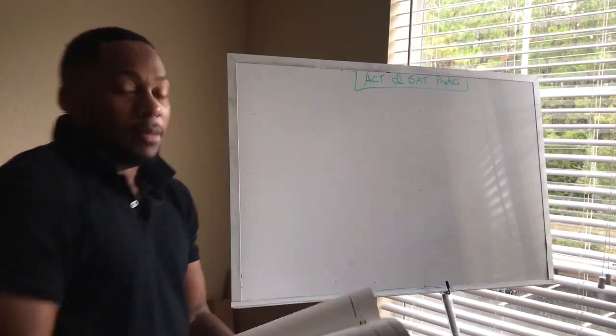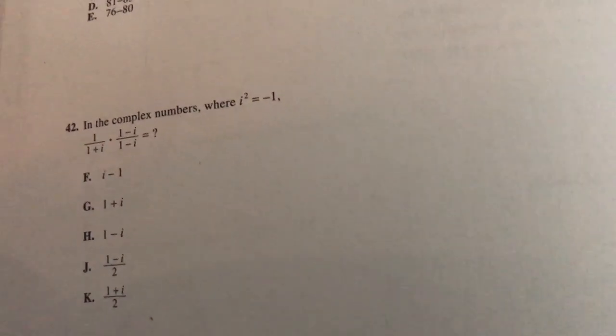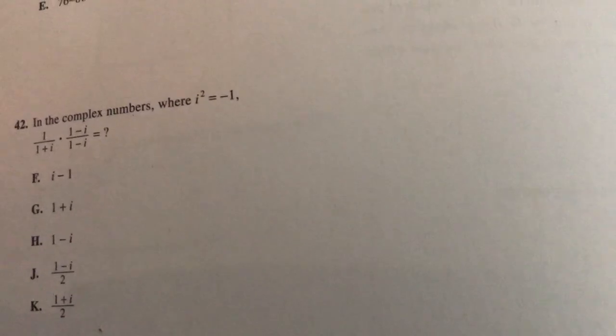Let's solve this right here. Let me show you what they ask us to solve. Alright, so we can see it here. They give us i squared is equal to -1, and 1 over 1 plus i times 1 minus i divided by 1 minus i.